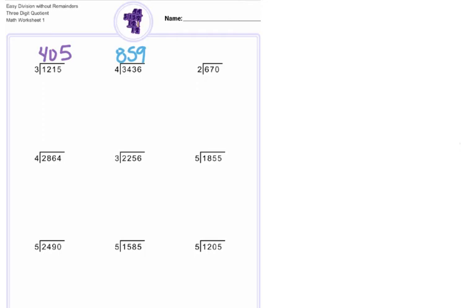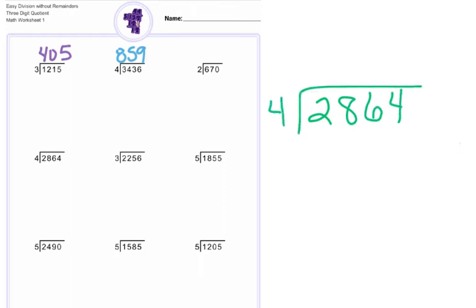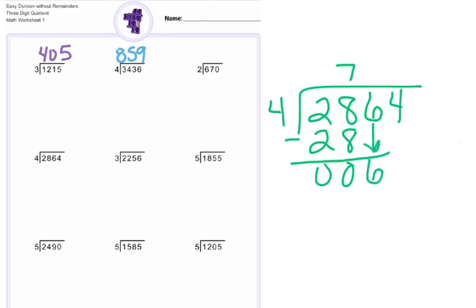We're going to move down to number 4, and that number is 2,864 divided by 4. We know that 4 cannot go into 2 because it's larger than 2, but we know that 4 can go into 28. And 4 times 7 is equal to 28. 28 minus 28 is equal to 0. Okay, bring down your 6. We know that 4 can go into 6 one time, and 6 minus 4 is equal to 2.